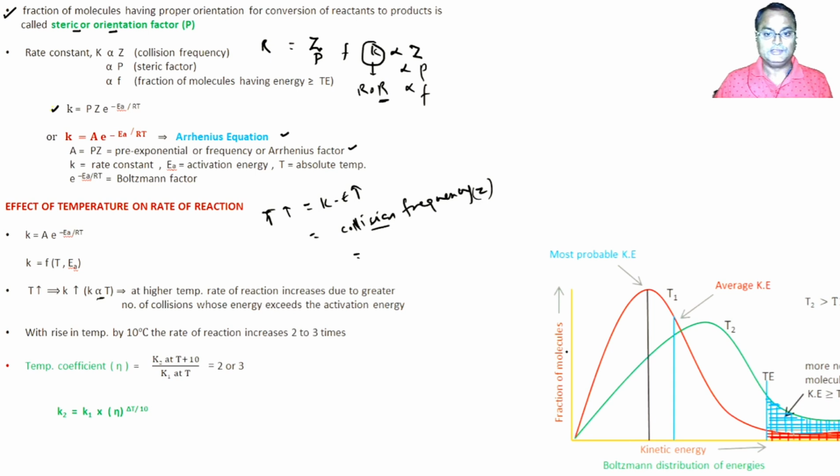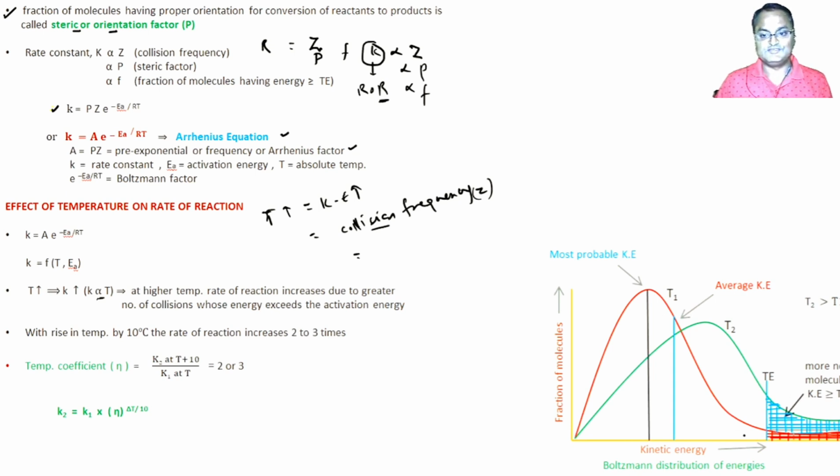See here a graph is plotted between the fraction of molecules and the kinetic energy. This is known as the Boltzmann distribution of energy. Here, this is the graph. With increase in kinetic energy, say this is kinetic energy, and this energy is the most probable kinetic energy. It means that it is the energy possessed by the maximum number of molecules, and this energy is the average energy of the reacting molecules. So obviously there is a smaller number of molecules having average kinetic energy, right?